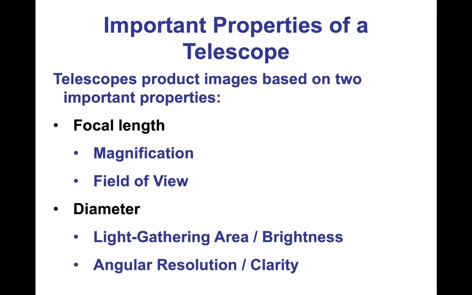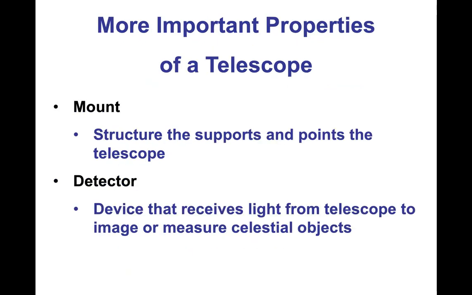What kind of magnification and field of view do you want? What kind of light gathering power and resolution do you need? Those are the big ones, right? But the job's not totally over yet. There's a few more choices that you want to make sure that your telescope will do what you want it to do. So some of the other choices that you want to make are how do you want to mount the telescope, and what kind of detector do you want to attach to the telescope.